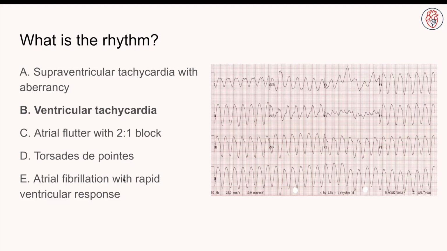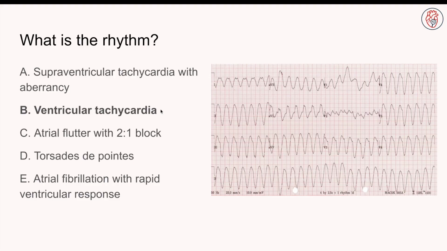Our AFib with a rapid ventricular response, or RVR, could also give us a very fast heart rate, but we're going to see AFib, an irregular rhythm, right? Our atrial flutter is a sawtooth pattern. This isn't a sawtooth, but again, it would have a QRS that's narrow, just like AFib, and this is not narrow, this is wide. And then supraventricular, supra, above the ventricles, that would be narrow, so this is not narrow, so that is incorrect.